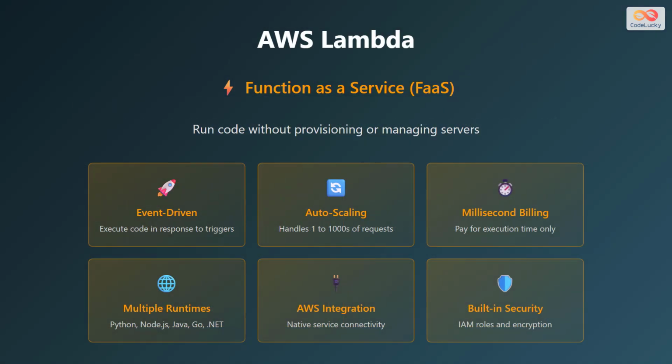AWS Lambda is Amazon's function as a service offering, often abbreviated as FaaS. It lets you run code without provisioning or managing servers. Lambda is event-driven, meaning it executes code in response to triggers. It provides auto-scaling that handles anywhere from 1 to thousands of requests simultaneously. You're billed by the millisecond and pay only for execution time. Lambda supports multiple runtimes including Python, Node.js, Java, Go, and .NET. It integrates natively with AWS services and includes built-in security through IAM roles and encryption.